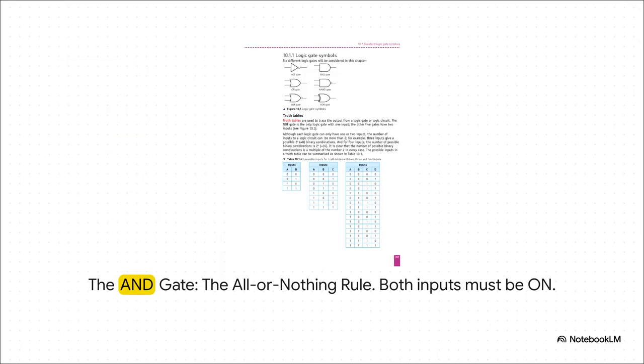Okay, now find the symbol that's shaped like a capital D. That's the AND gate. Think of this one as the really strict bouncer at an exclusive club. It will only, and I mean only, output a 1 if input A and input B are both 1. If even one of them is a 0, nope, the output is 0. It is all or nothing.